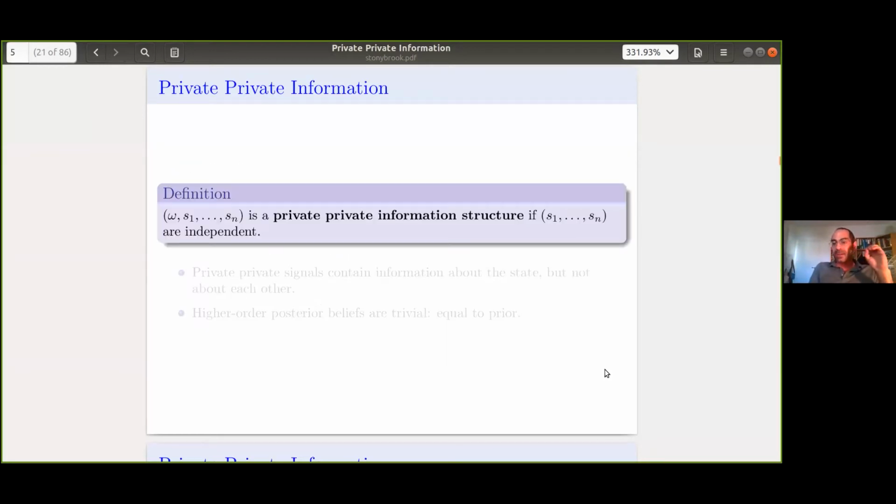So what is private information? What are private signals? The definition is very simple. I'm going to say that an information structure, omega and the signals, is a private information structure if the signals themselves are independent.